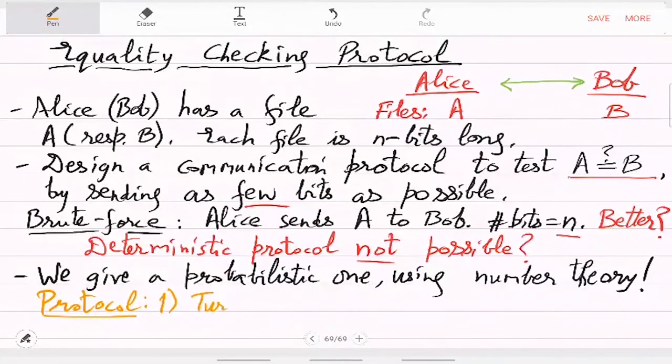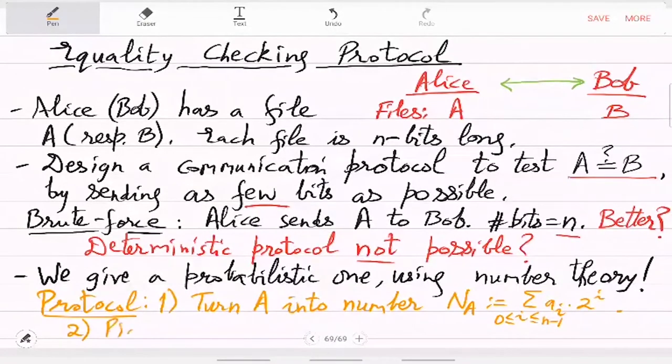So turn A into a number NA, just the number whose binary representation this is. So A_i is the ith bit, with 2 raised to i, where i goes from 0 to n minus 1, right? That is the number which the file A represents.